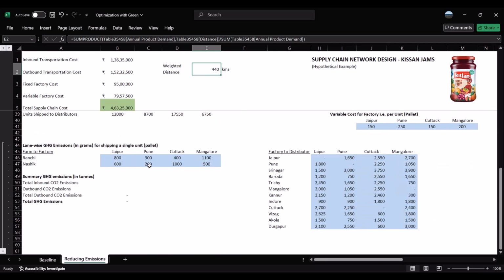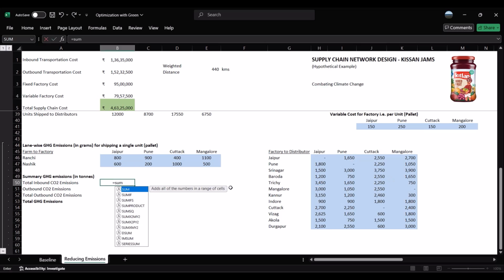Now we'll add the constraint, which is the crux of this demo, which is reducing emissions, reducing the greenhouse gases arising from the inbound and outbound transportation. So we had added several constraints, but we had not factored in the carbon dioxide which is emitted from the transportation. So we have that data for both the farm to factory flows, which is the inbound, as well as the outbound flows, how many grams of CO2 per pallet it emits on a particular lane.